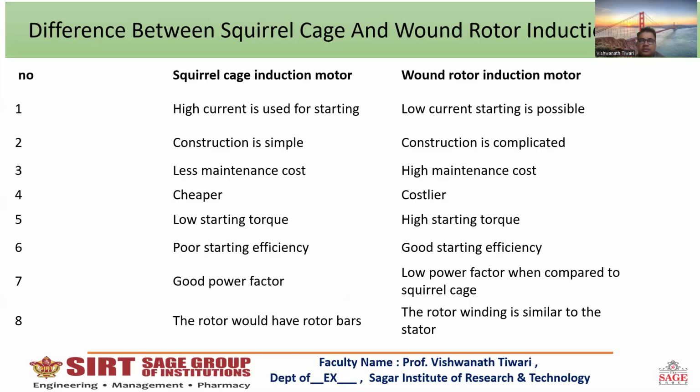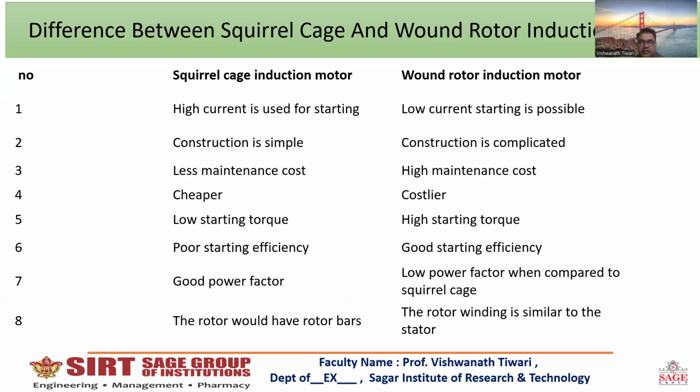So it is widely used in applications where high starting torque is required. The squirrel cage induction motor has poor starting efficiency, but the wound rotor motor has good starting efficiency. The squirrel cage motor has a good power factor of approximately 0.95 lagging, but the wound rotor induction motor has a lower power factor, approximately 0.6 to 0.7 at starting, and around 0.86 to 0.9 in running. In the squirrel cage induction motor, the rotor has rotor bars.